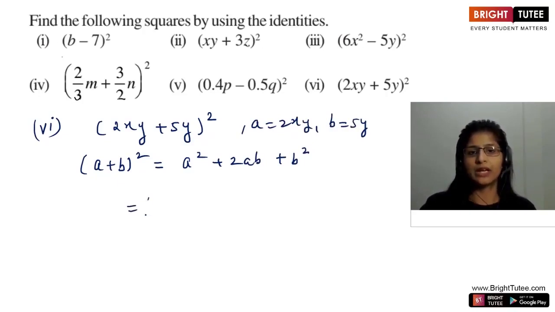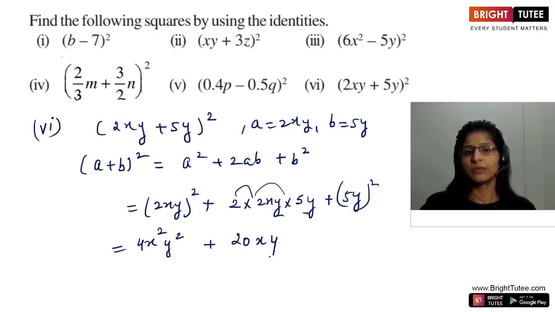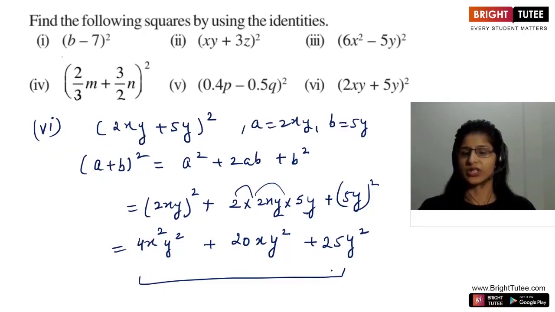Let's put in the formula. Instead of a, we have (2xy) whole square plus 2 into a, which is 2xy, into b, which is 5y, plus the value of b, 5y, its whole square. So square of 2 is 4. Very good. Square of x is x square into y square, plus 2 2s are 4, 4 5s are 20, 20xy into y will form y square, plus 5 square is 25y square. So this would be the answer of this question.